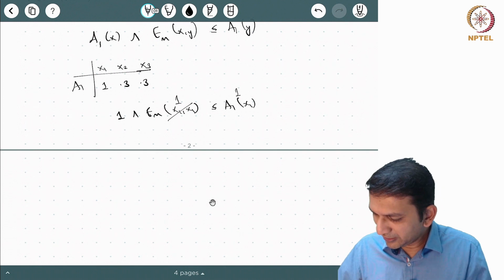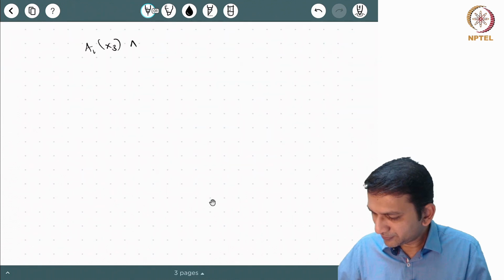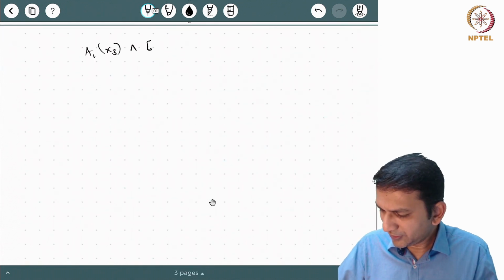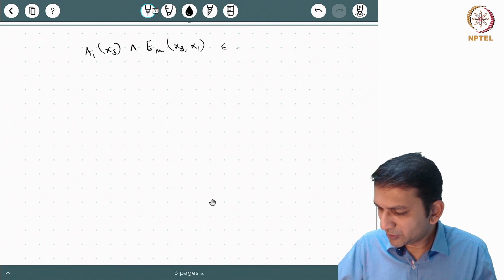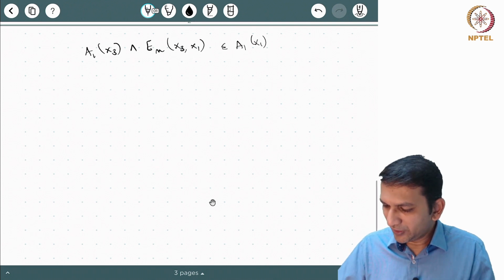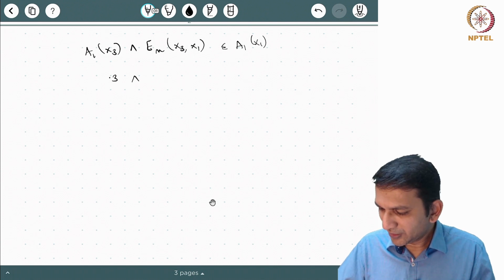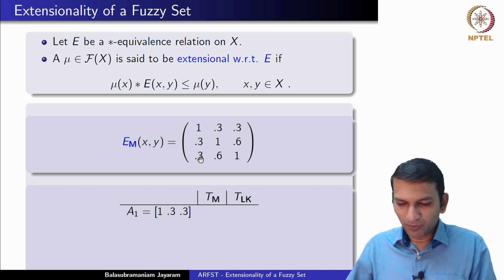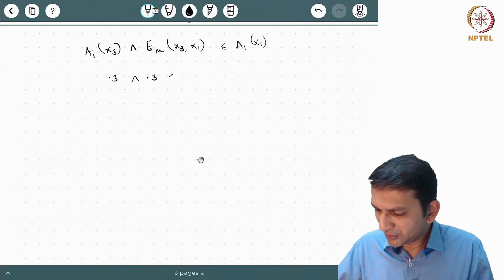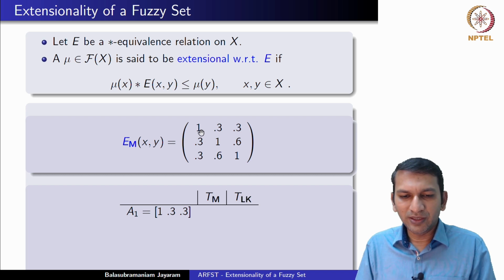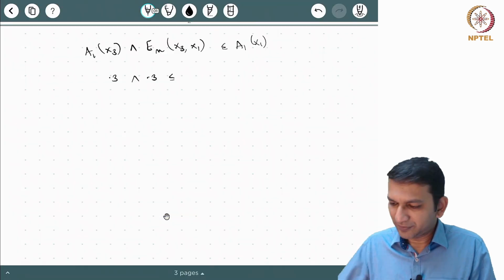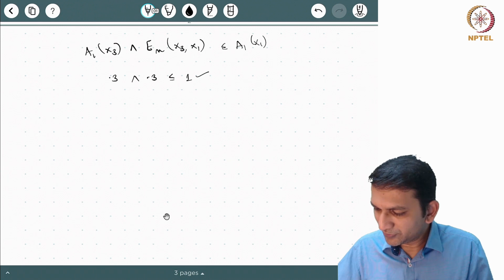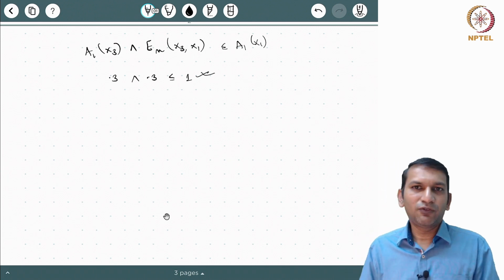So let's arbitrarily take A1 of x3 and Em of x3, x1. This should be less than or equal to A1 of x1. Now A1 of x3 is 0.3, and Em of x3, x1 is also 0.3. This should be less than or equal to A1 of x1, which is 1. So this is true. But we need to check this for all possibilities.